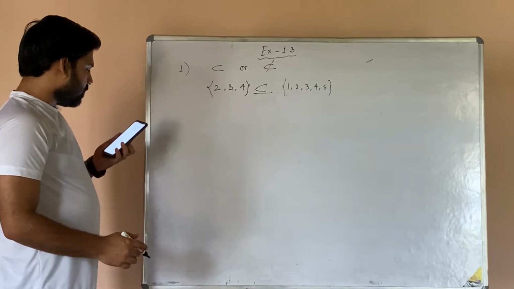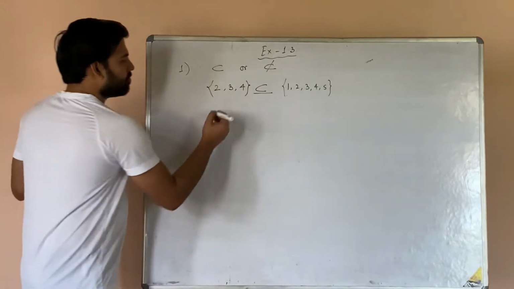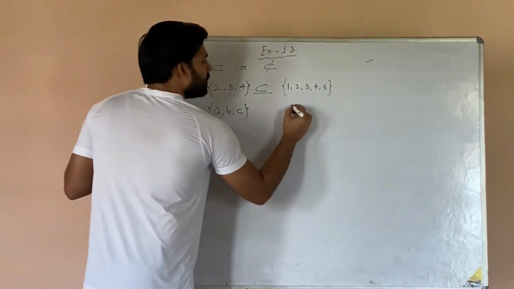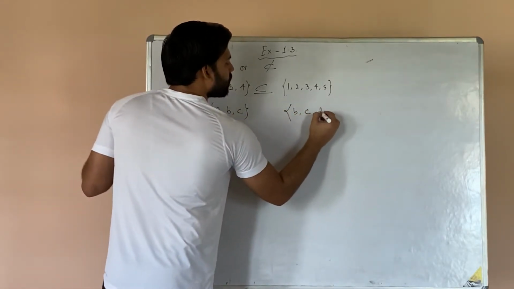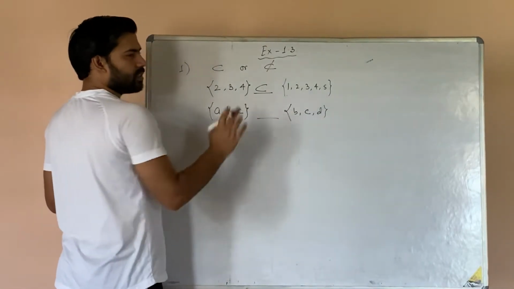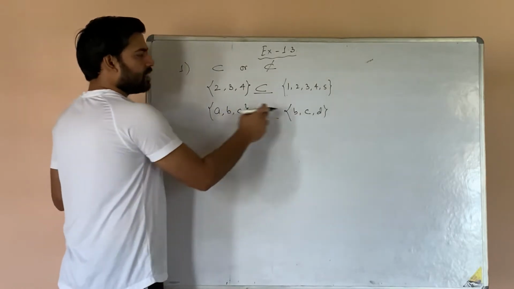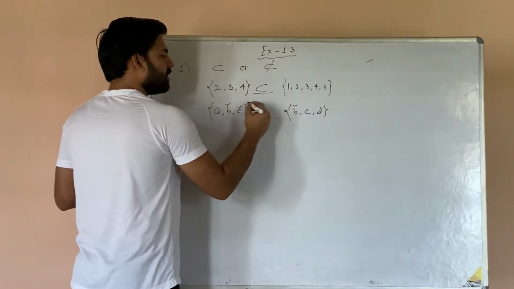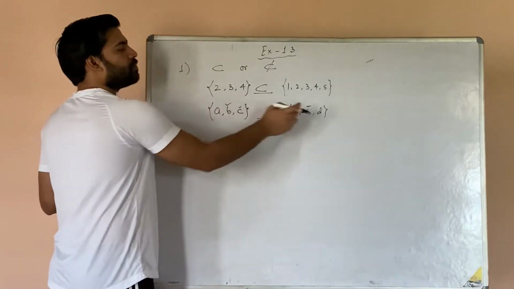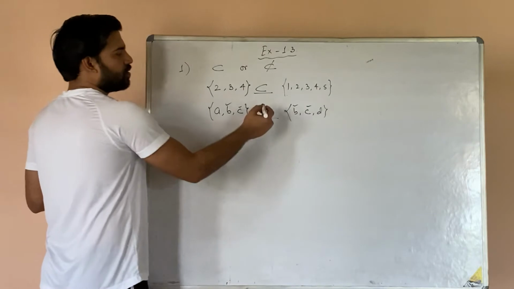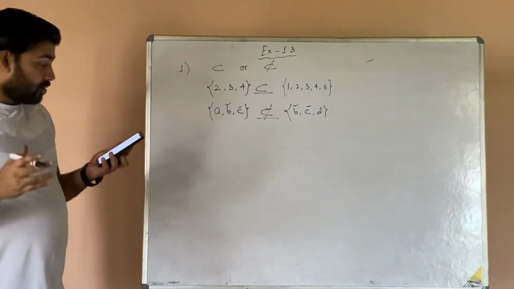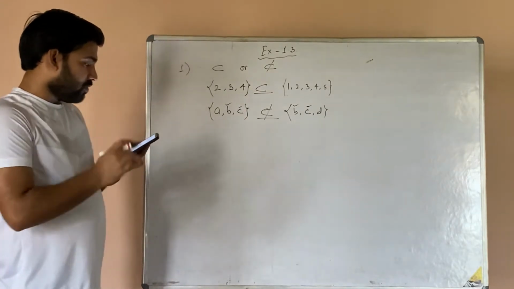Similarly, in the next part, you have {A, B, C} and {B, C, D}. So you keep on checking. Is A there in the next set? No, it is not there. Is B there? Yes, it is there. Is C there? Yes, it is there. Now D is an extra, but the element A is missing in this set. So that means it is not a subset. Am I clear? So this is how you will be solving each and every one of these questions.